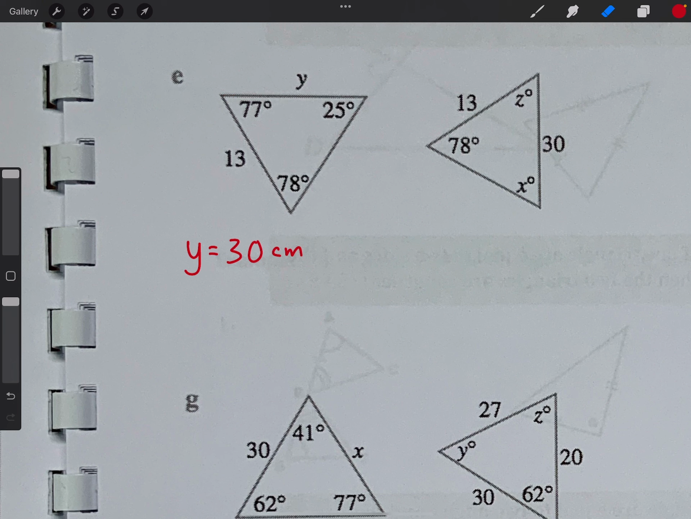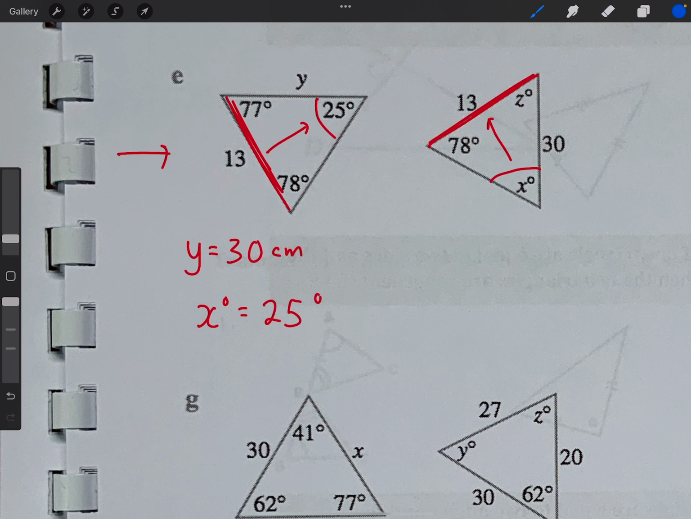Now, we have the angle X. Angle X is opposite the length 13. The length 13 is opposite the angle X. So let's look at the length 13 on this triangle. Here's 13. Opposite of this one is 25 degrees. So therefore X must be 25 degrees. And I'm going to change this to blue.